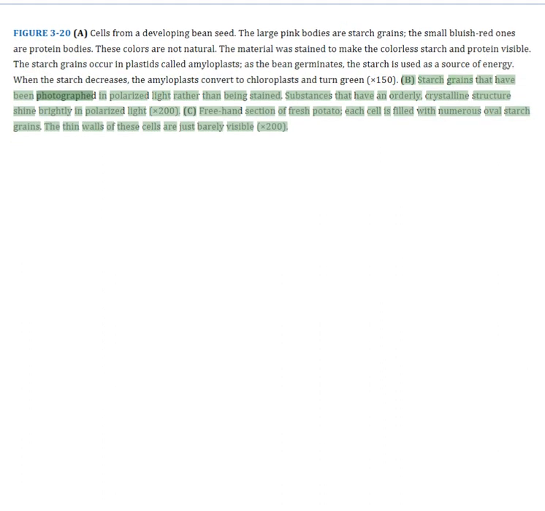Starch grains that have been photographed in polarized light rather than being stained. Substances that have an orderly, crystalline structure shine brightly in polarized light. Freehand section of fresh potato. Each cell is filled with numerous oval starch grains. The thin walls of these cells are just barely visible.